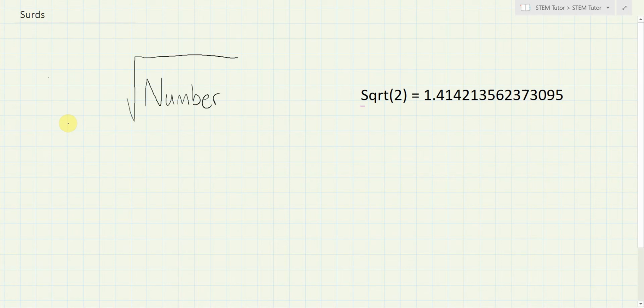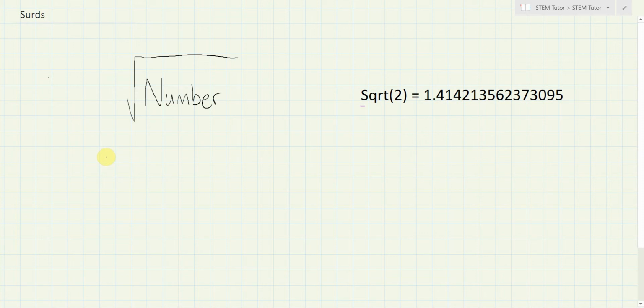Hello, in this tutorial I'm going to be going over surds. Surds have the general form of the square root of a number. Now surds are what we call irrational numbers. That is a number that cannot be expressed as a fraction and is a trail of numbers that travel to infinity following a decimal point.